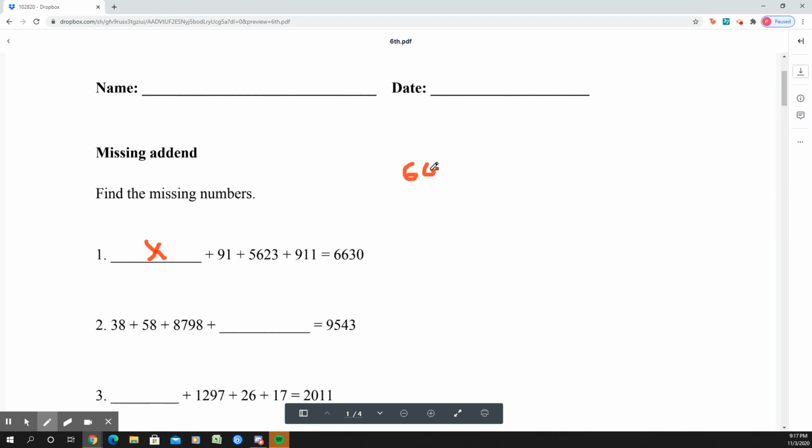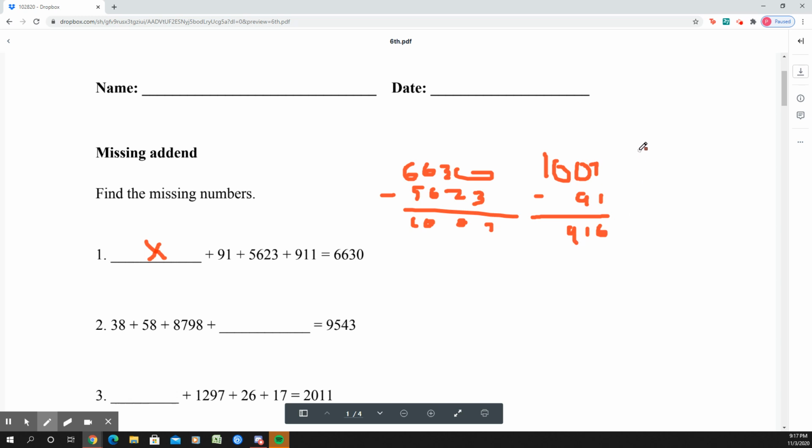So if you do that, it should look like this: 6,630 minus 5,623 is just 1,007. Okay. And then you subtract 91 from it. It doesn't really matter which order you subtract them from, as long as you get all of them. Okay, and then this would be 916. Then 916 minus 911 is 5.